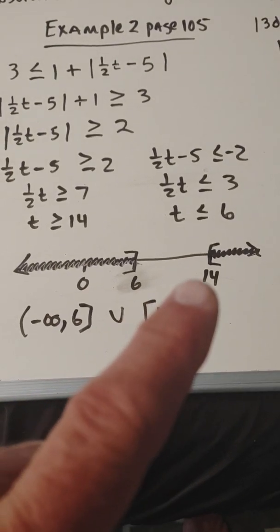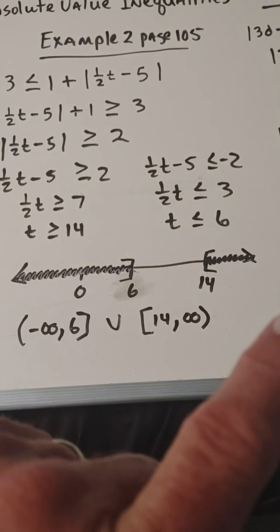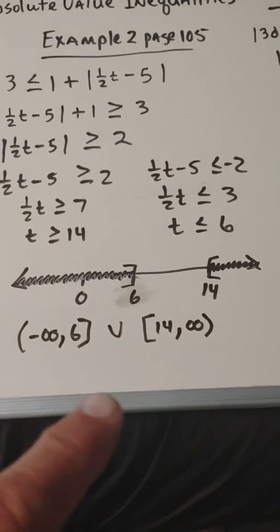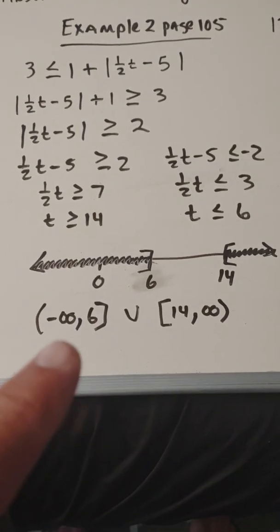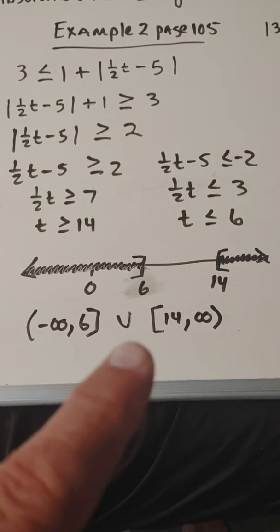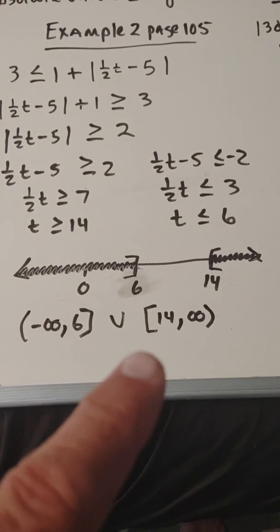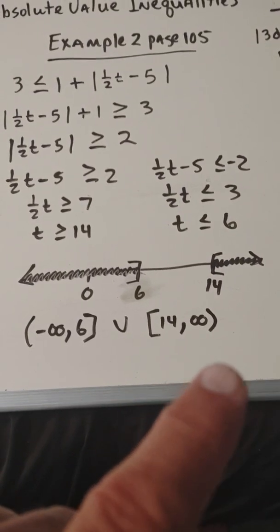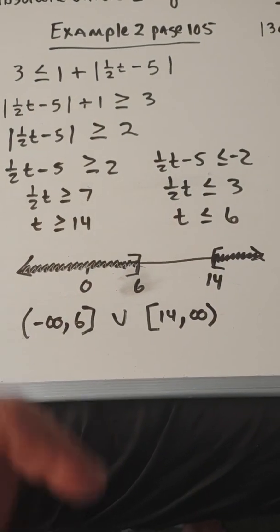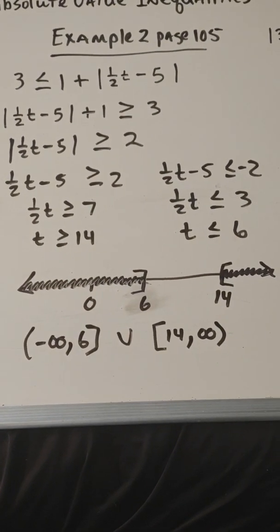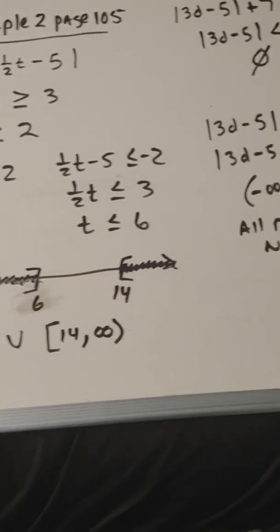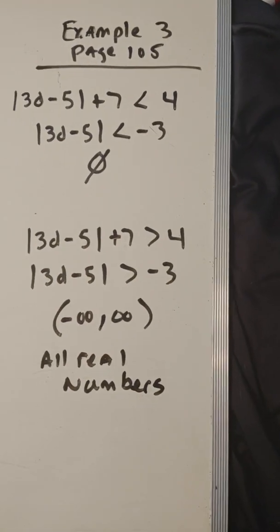You can see that bracket 14 going to positive infinity, bracket 6 going to negative infinity. There's no intersection. So this is our solution. Parentheses negative infinity, comma 6, bracket, union, bracket 14, comma, positive infinity, parentheses. So, in these absolute value problems, there's a combination of what we've learned in the first 2 or 3 sections. Special cases.